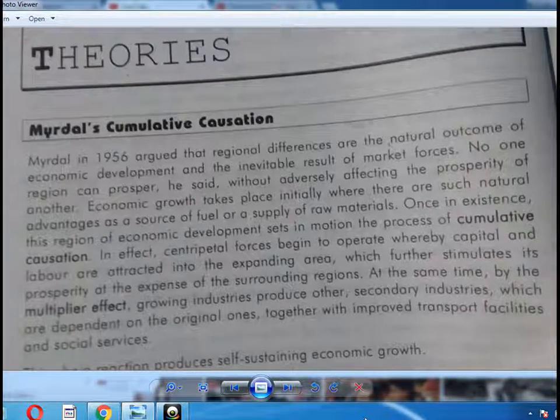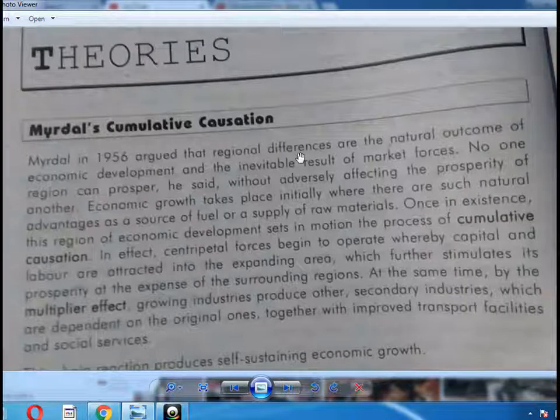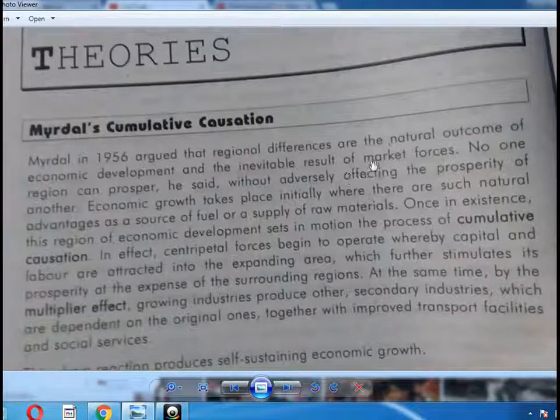So Myrdal, 1956, what did he argue? That regional differences are the natural outcome of economic development. So here, regional difference is a natural outcome of economic development, and the inevitable result of market forces. No one region can prosper, he said, without adversely affecting the prosperity of another.